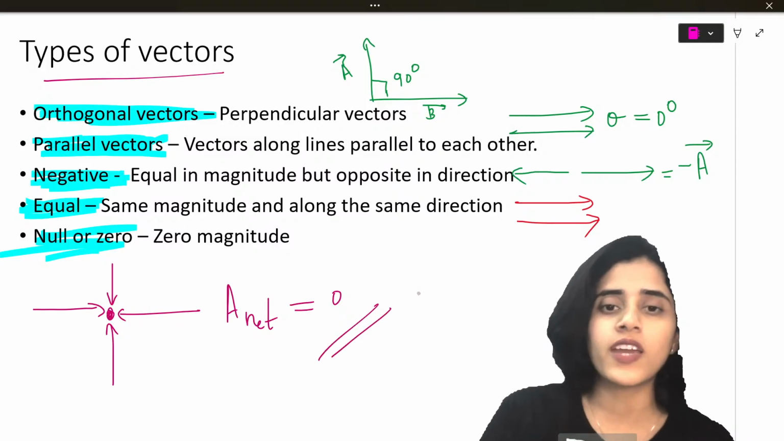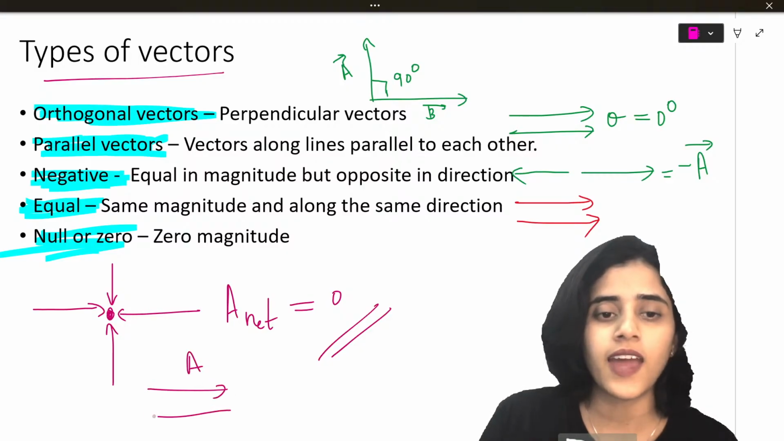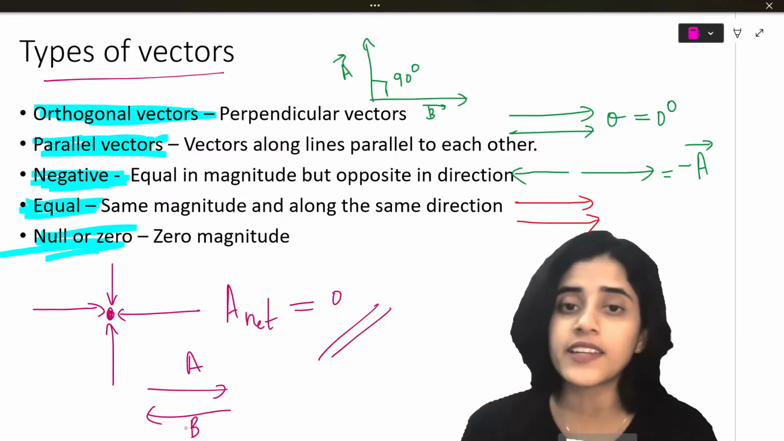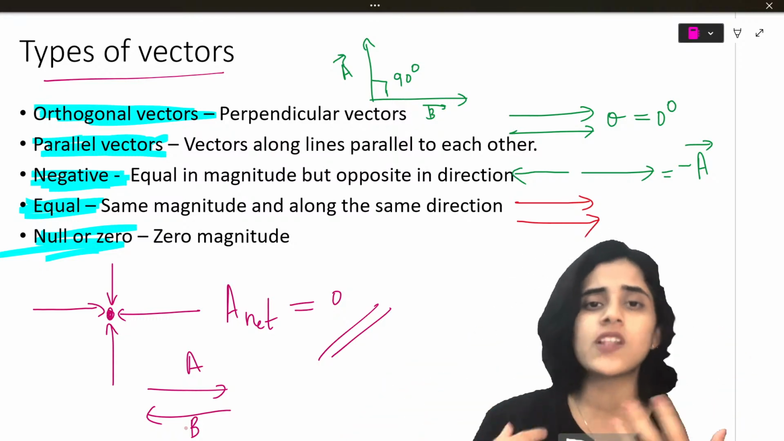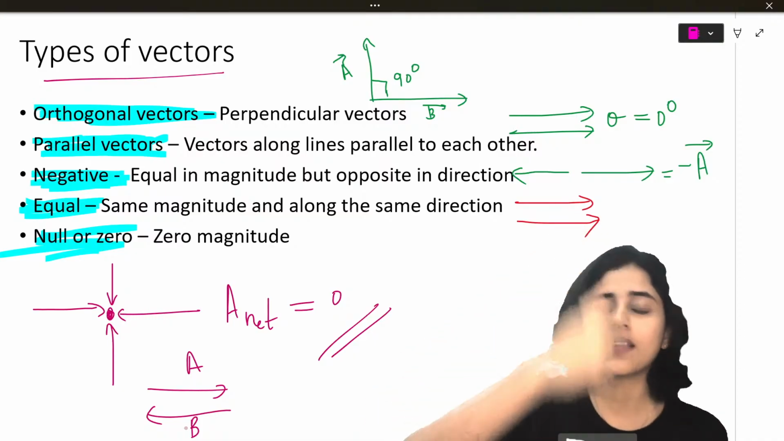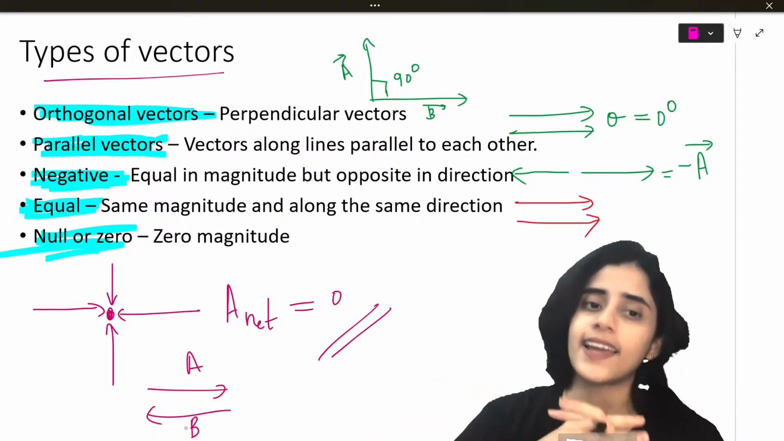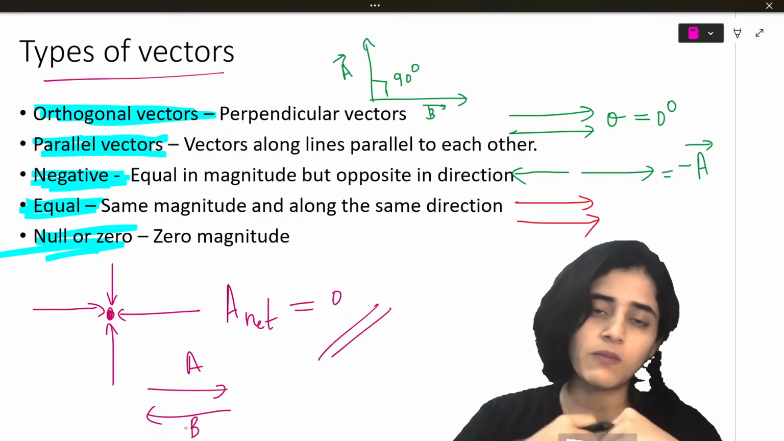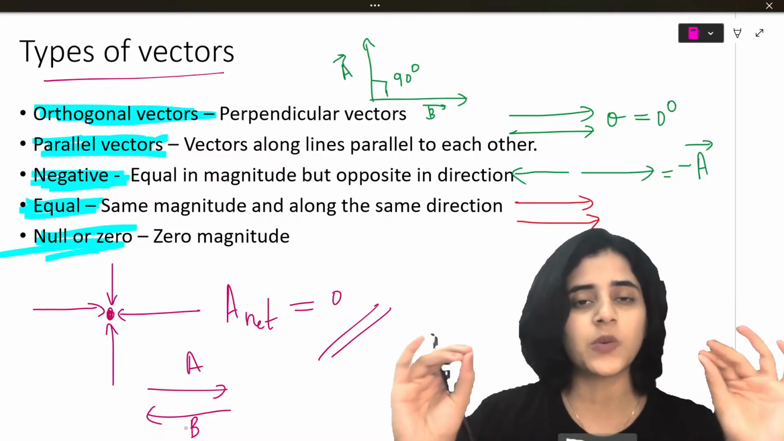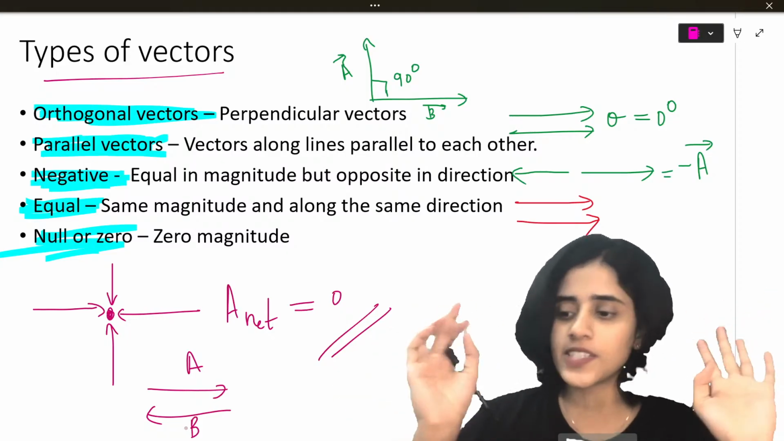As I said, if you have a vector A and a vector B, if they are equal in magnitude and opposite in direction, they will just cancel each other. Same thing if you have a vector up, another vector down, they're equal in magnitude and opposite in direction, they will again cancel. So the net vector will be 0. A zero vector or a null vector is a vector which has 0 magnitude, which means no value. The value is going to be 0.